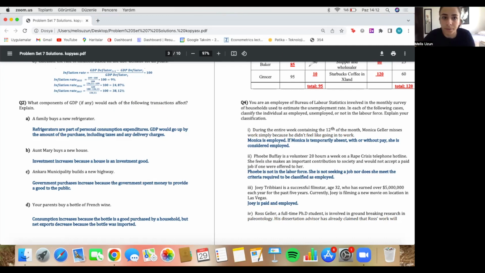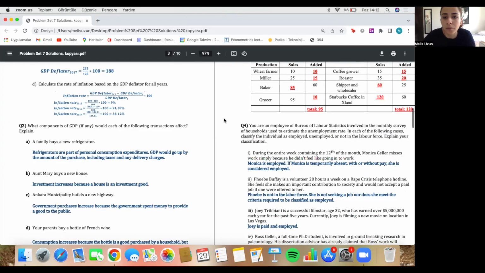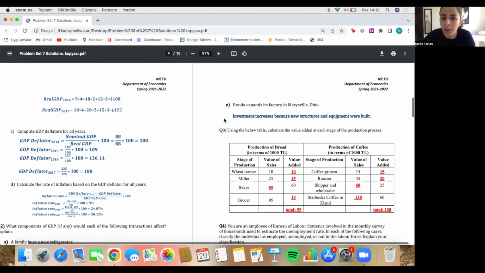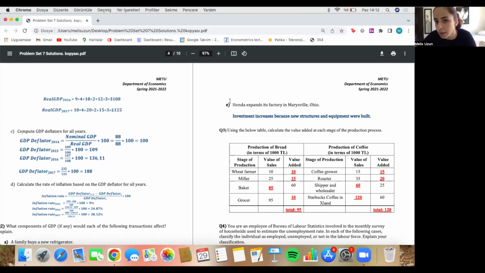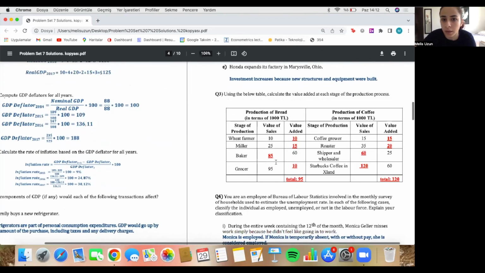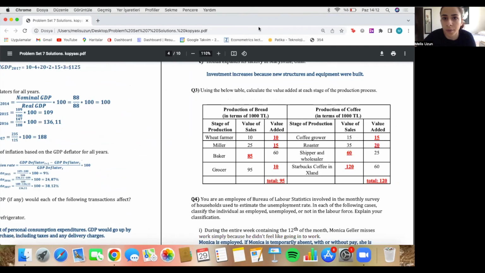So let's look at the E part. Honda expands its factory in Ohio. So investments increase because building a factory is an investment. So GDP will increase. Let's look at question 4.